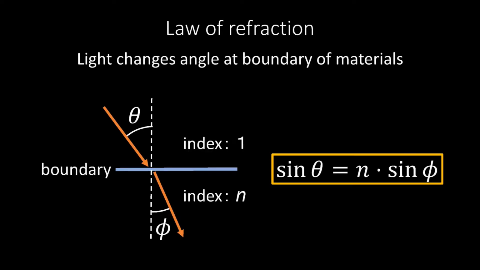As light enters water from air, refraction occurs at the boundary of materials. When refraction occurs, the direction in which light travels changes. The relationship between the angle of incidence, theta, and the angle of refraction, phi, can be expressed as in this equation. N is called the refractive index, and it varies depending on the material.